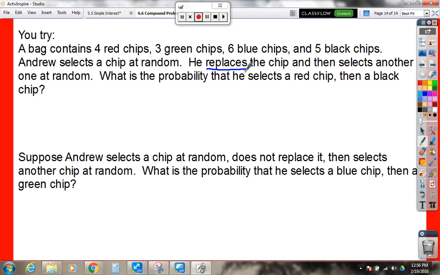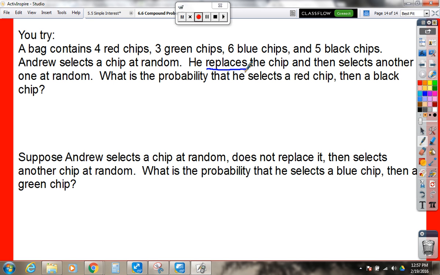We use the same way, but you don't take one away. Well, we're not taking away at all because it's not an or. But okay, I see what you're saying. You're saying you don't take one away from the bag. Yes. So you're still going to multiply, but that second is not going to change. You're still going to have the same number of chips in the bag. Rebecca? Would you do 4/18 times 5/18?